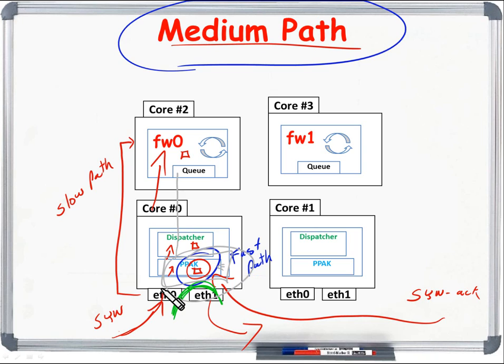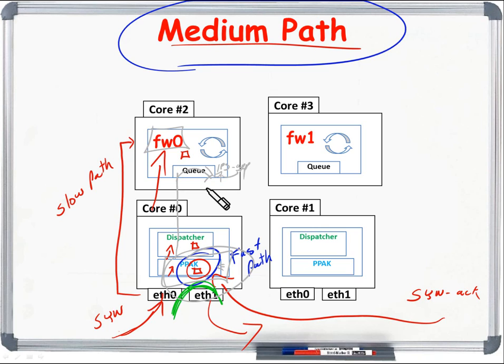And so we just need to do deeper inspection. Some of the blades, like the IPS blade or the app control blade, will be running on the same core that is running the firewall. So the packet comes in, it doesn't need to go to the firewall, it's just going to be inspected at the IPS level or at the app control level. This is what we call medium path.